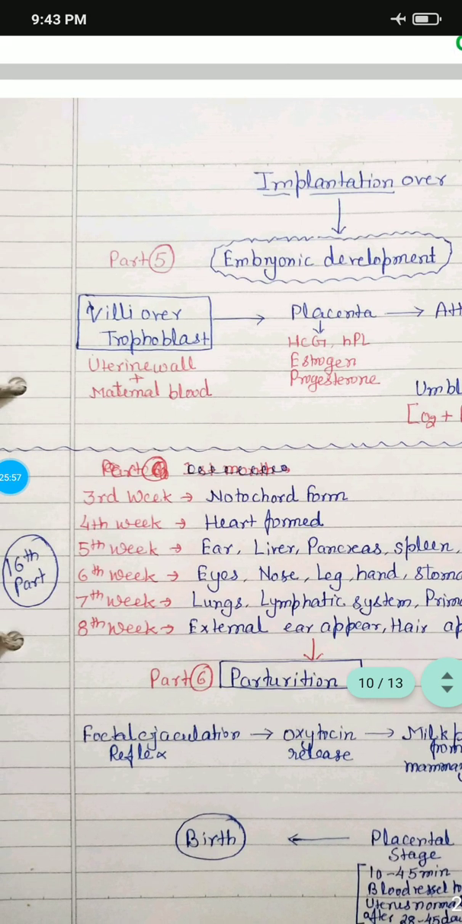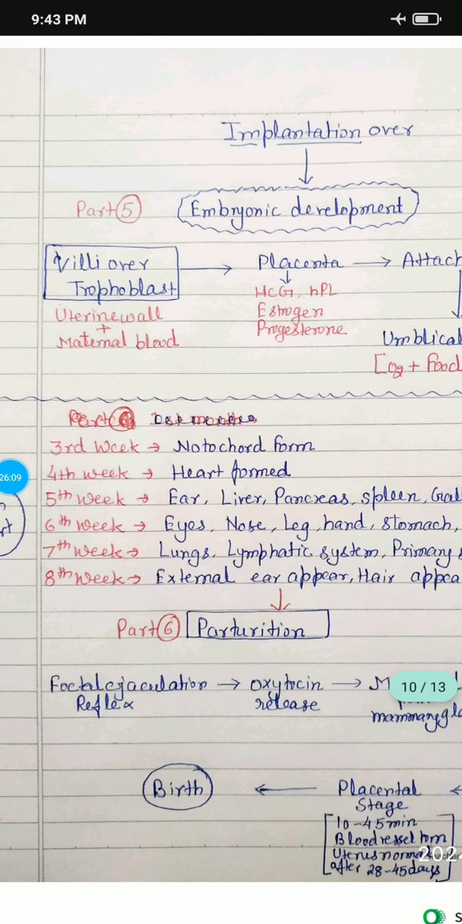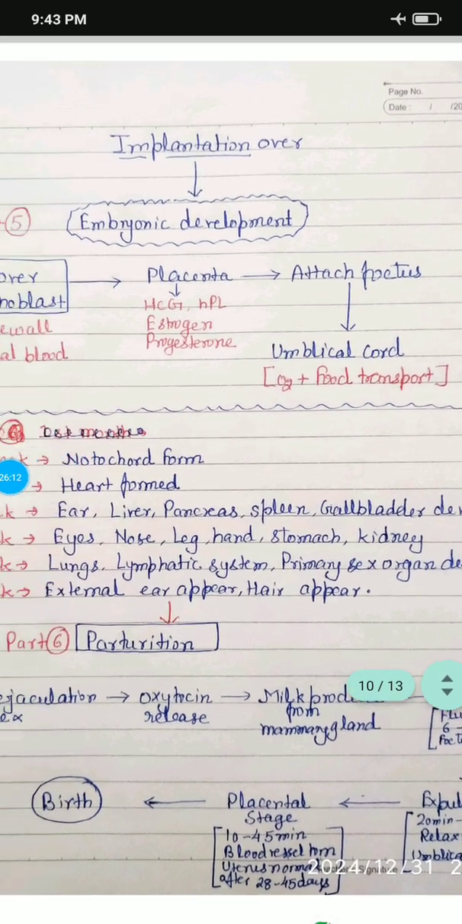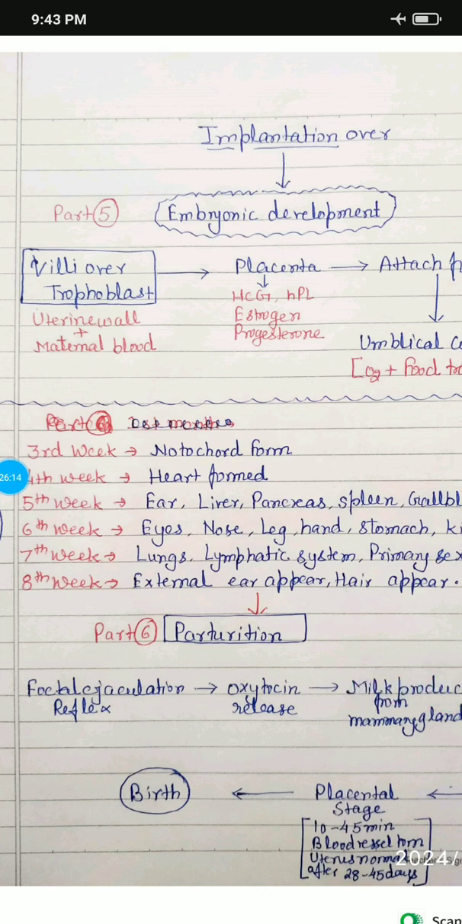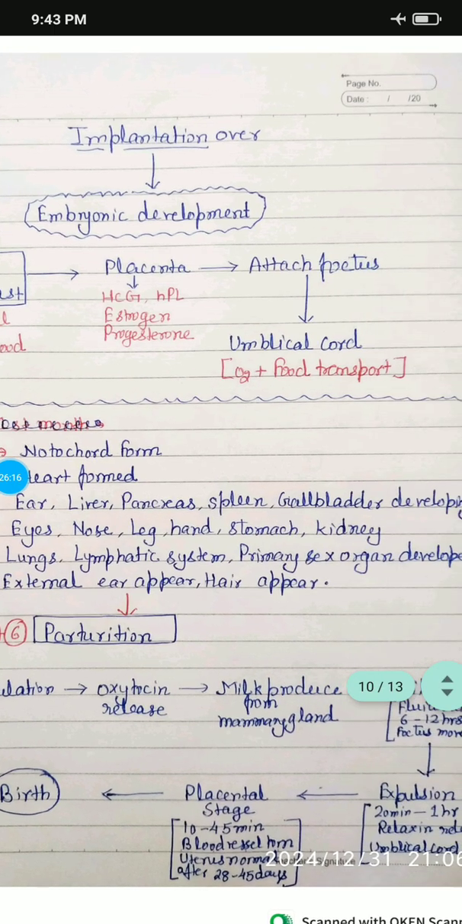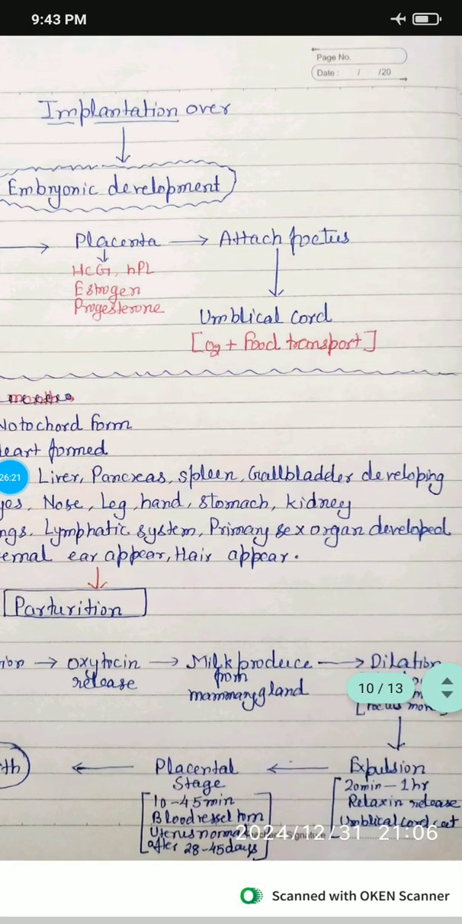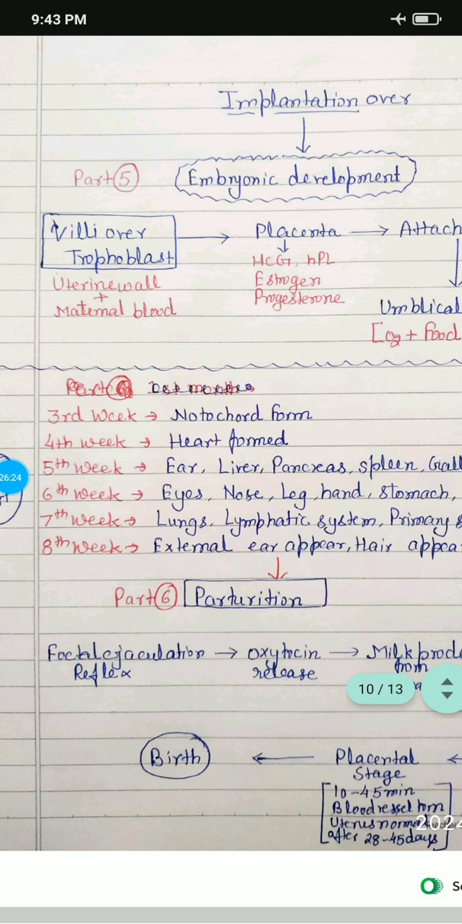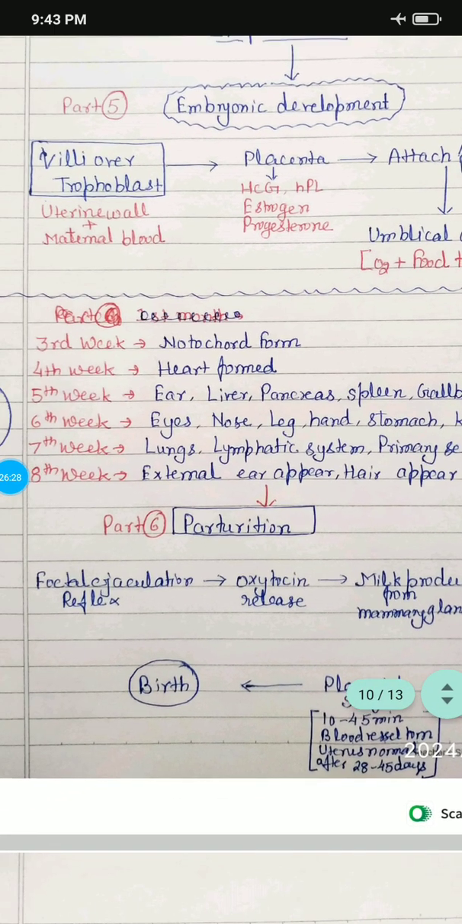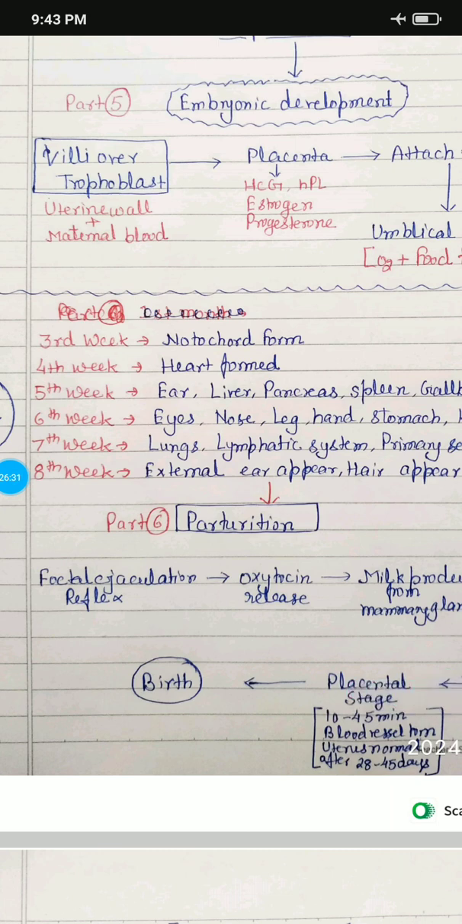Now, what happens at the time of embryonic development? In the third week, the notochord is formed. As you already know, it becomes the spinal cord in future. In the fourth week, the heart is formed. In the fifth week, ear, liver, pancreas, spleen, gallbladder are developing. In the sixth week, eyes, nose, legs, hands, stomach, kidney. Seventh week, lungs, lymphatic system, primary sex organs develop. Eighth week, external ear appears. Hair also appears.